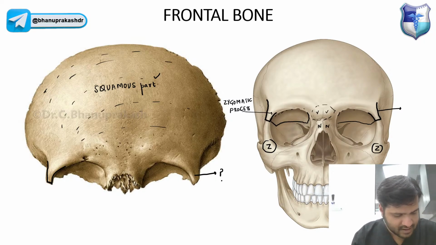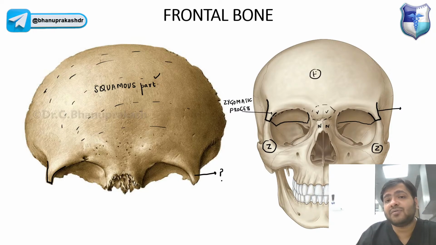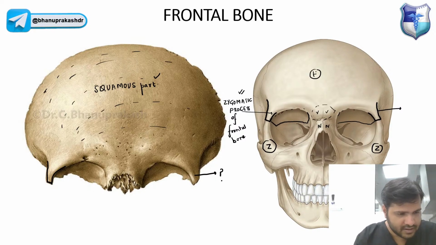Zygomatic process. Beta, it will be the zygomatic process of frontal bone. The bone's name is frontal. So its process which articulates with the zygomatic bone will be named the zygomatic process of frontal bone. Okay, Osama? Try to name it just based on the articulation below, right?